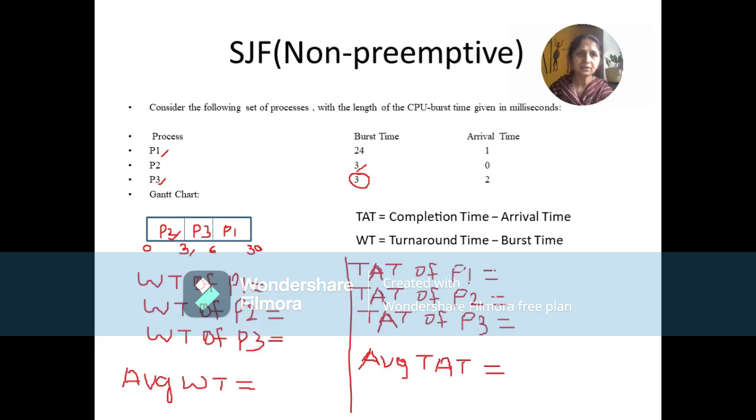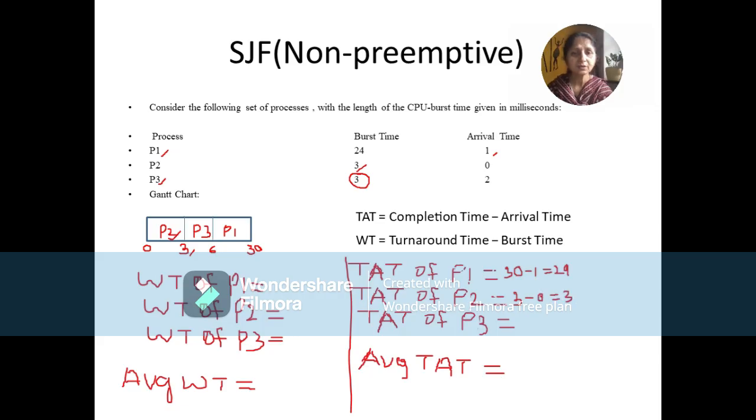Let's calculate the turnaround time and waiting time. What is the turnaround time of P1? What is the formula? Completion time minus arrival time. What is the completion time of P1? 30. And what time did P1 arrive? P1 arrived at time 1. So 30 minus 1 is how much? 29. The completion time of P2 is 3, minus the arrival time of P2, which is 0. So 3 minus 0 is 3.